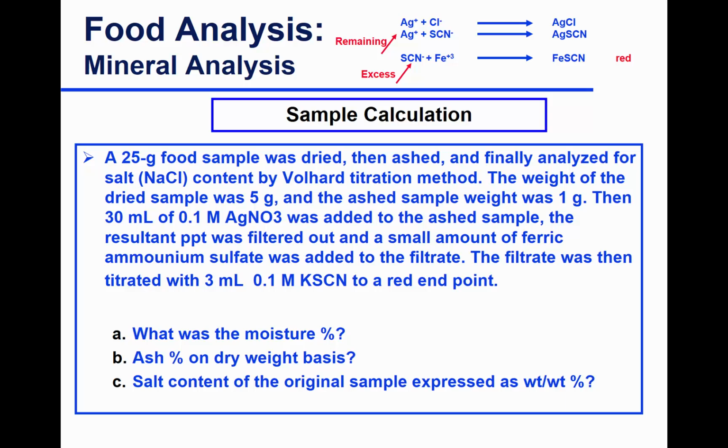Somebody said, if it's a 1-to-1 ratio, would a blank be 30 mL of both AgNO3 and KSCN? No, this is the 30 mL that was added to the ash. So some of that, if you convert that to number of moles, some of it has already reacted with chloride to give you AgCl. The remaining is going to react with the potassium thiocyanate.